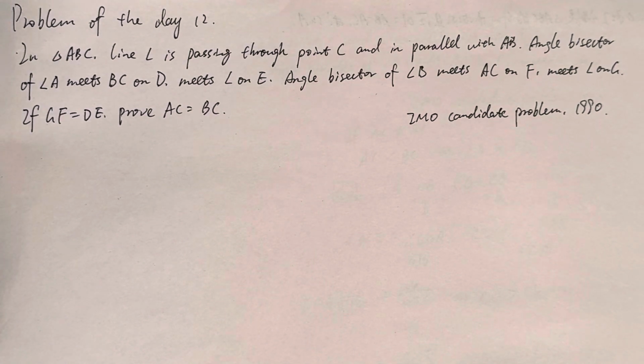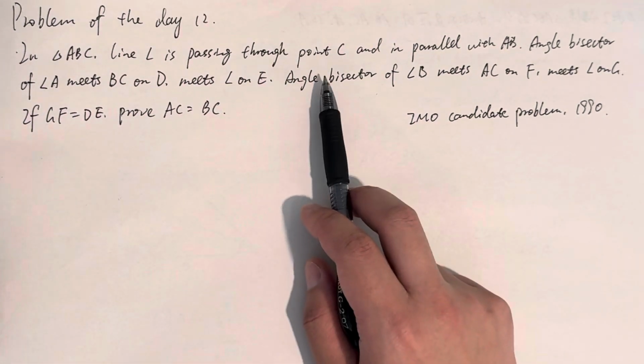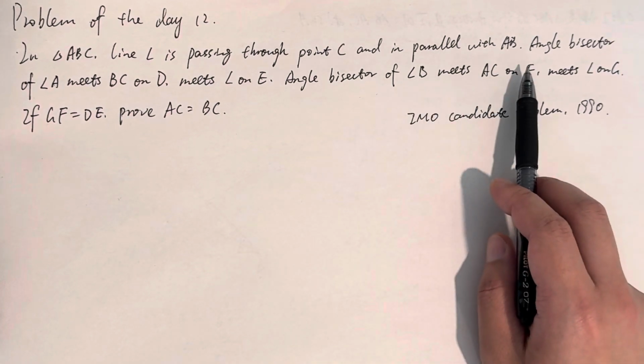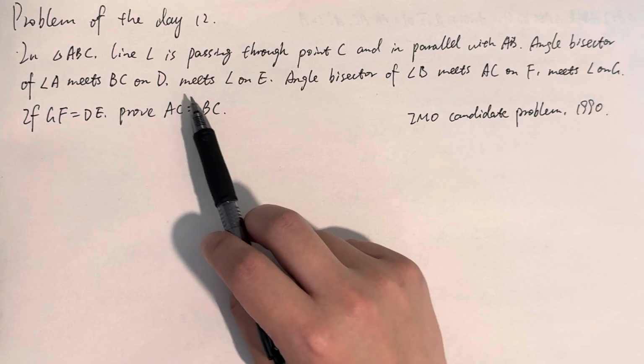Here we're going to talk about the problem of the day 12. In triangle ABC, line L is passing through point C and is parallel to AB. The angle bisector of angle A meets BC at D and meets L at E.